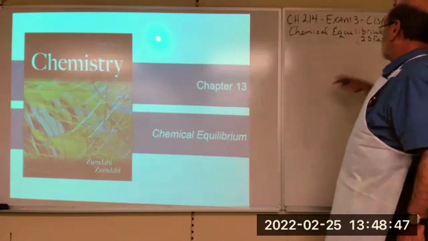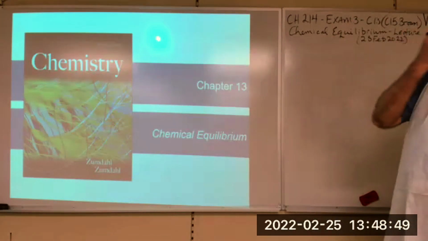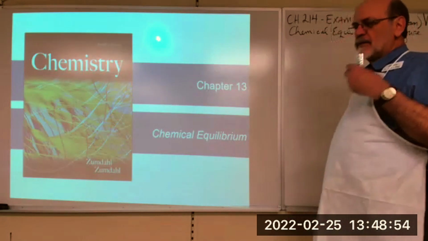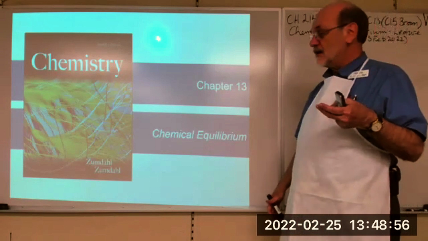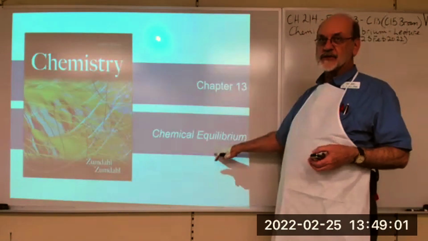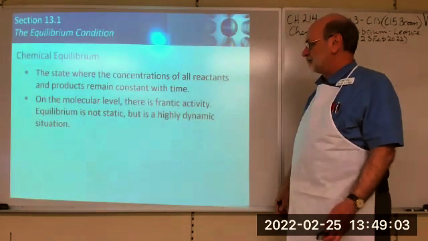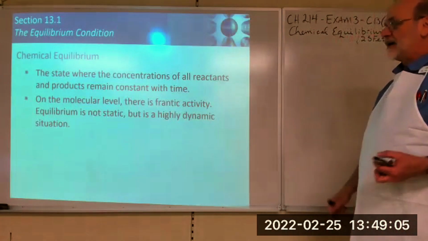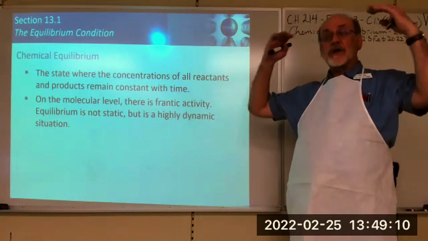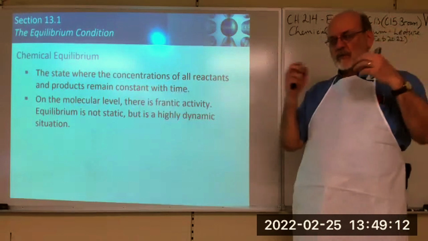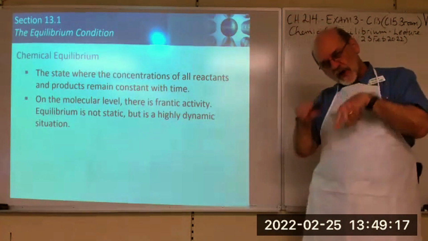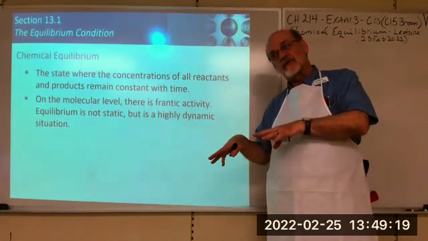My chapter 13, your chapter 15 in Brown, covers chemical equilibrium. And the reason we put equilibrium after kinetics is because of what's required to produce an equilibrium. You can look at it two different ways: from the macroscopic, from what we can actually measure at our level, and then what's going on underneath at the microscopic level.